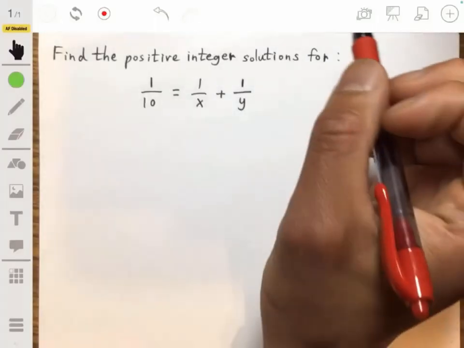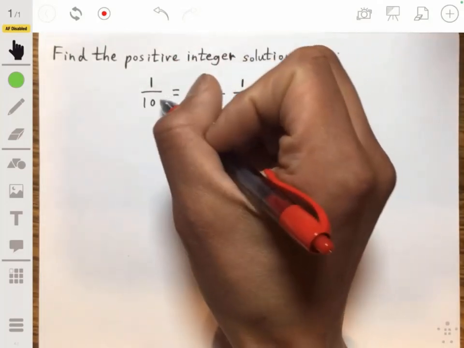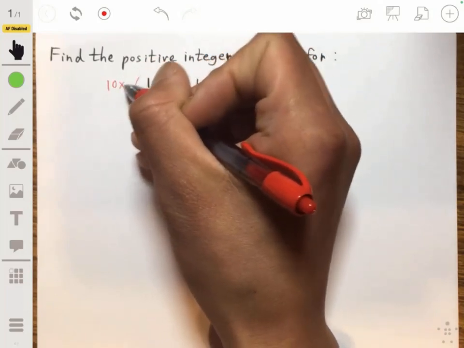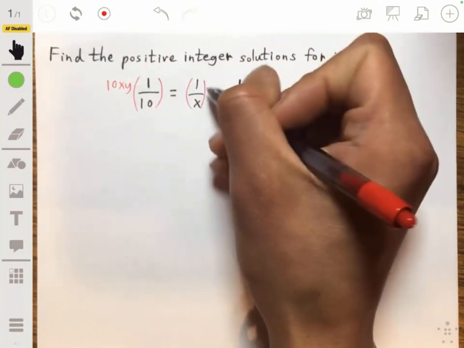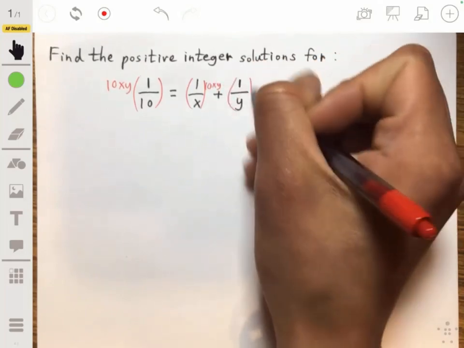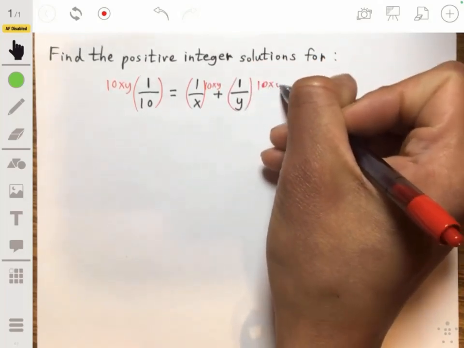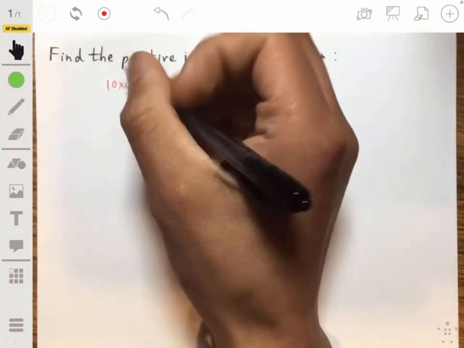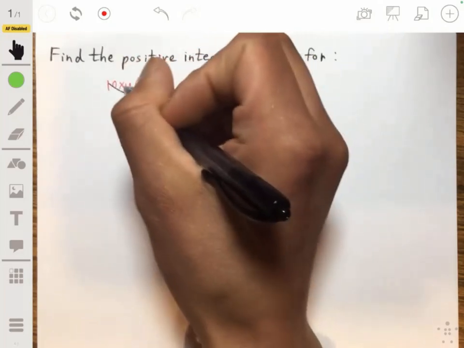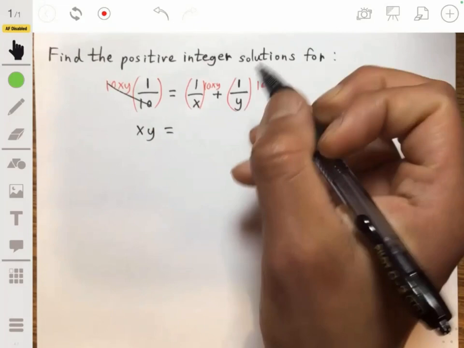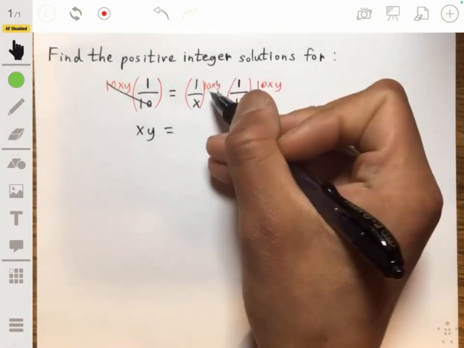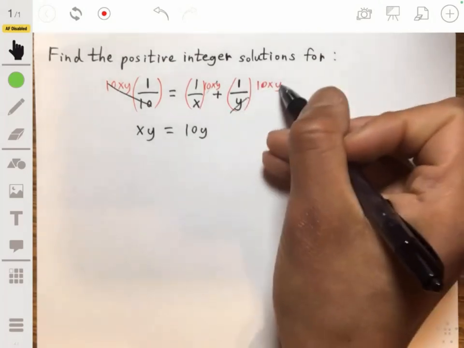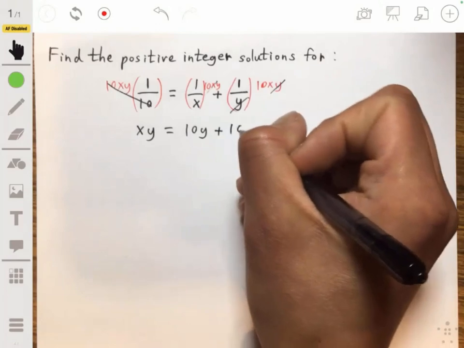All right, so to solve this, we're going to first start off by multiplying everything by 10xy. That's because it's going to eliminate all the denominators. So multiplying all the numerators by 10xy, you'll see that the first expression will just be xy on the left. And then here the x's will cancel and you'll just get 10y. And then here the y's will cancel and we'll get 10x.